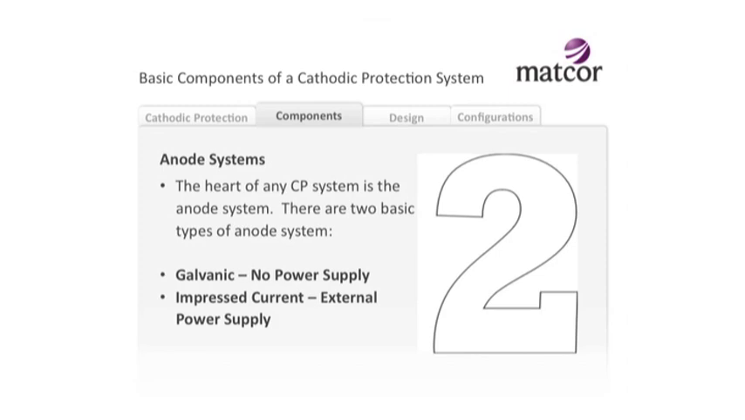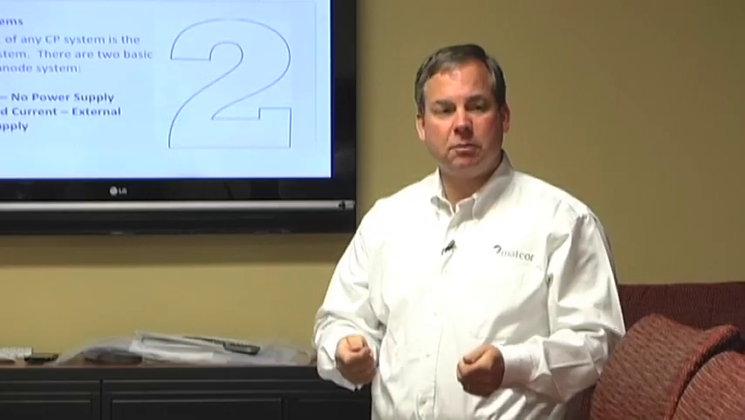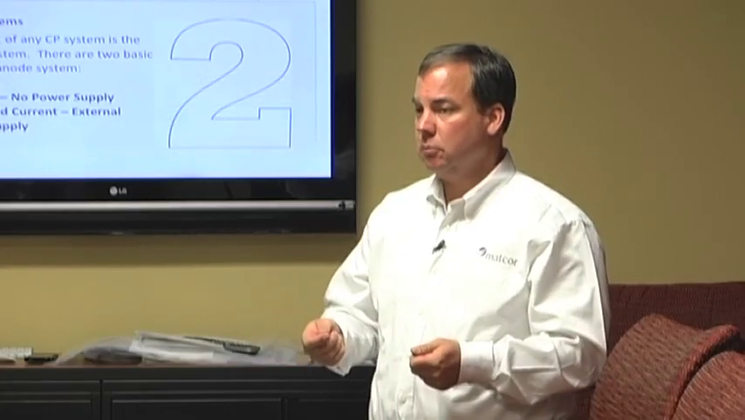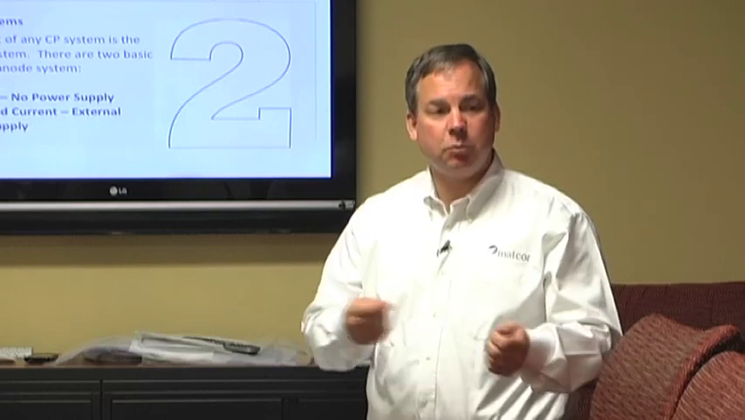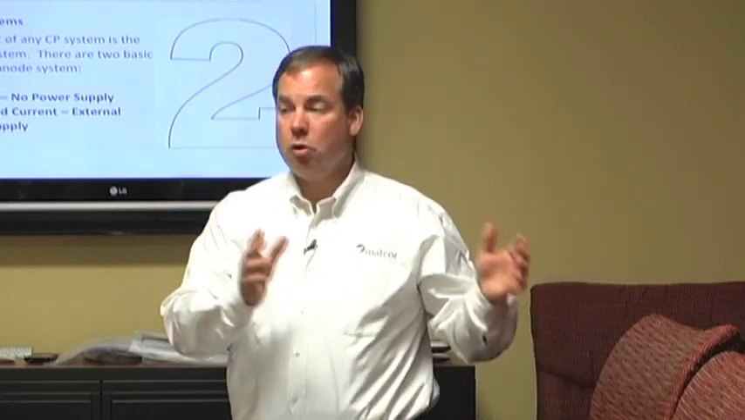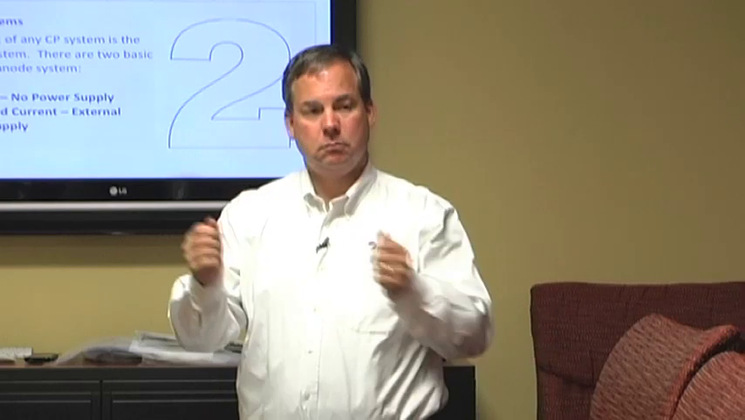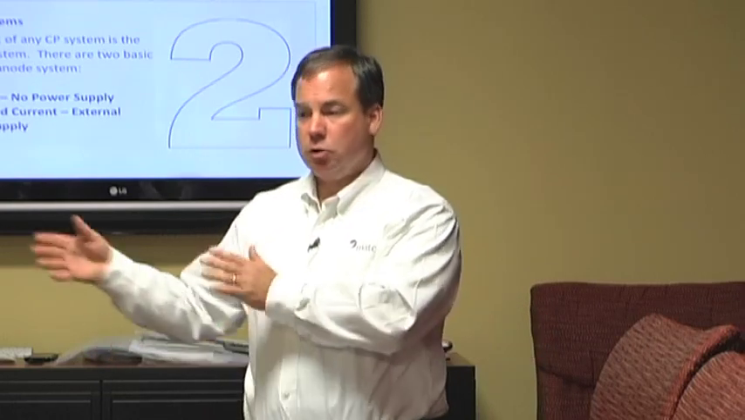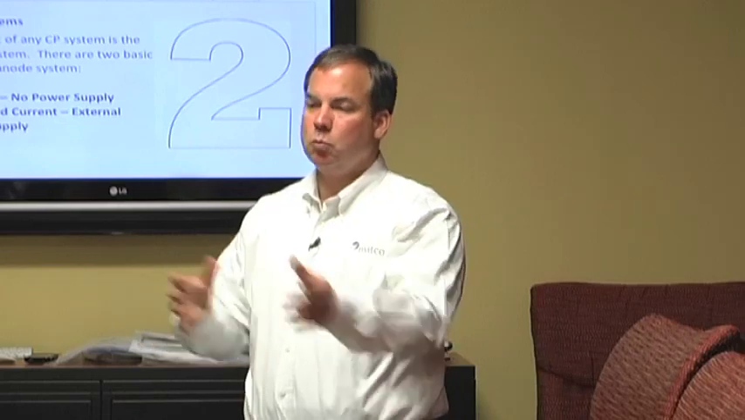The impressed current anodes, and that's what mostly we manufacture here at MatCor, are impressed current anode systems. Impressed current anode systems have power supplies, okay? There's pros and cons to each, and we're going to go through that in just a minute. But again, galvanic or sacrificial, no external power supply. Impressed current, you can put as big a power supply on them as the system warrants.